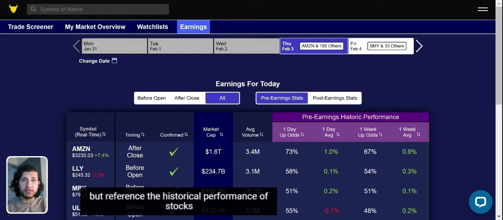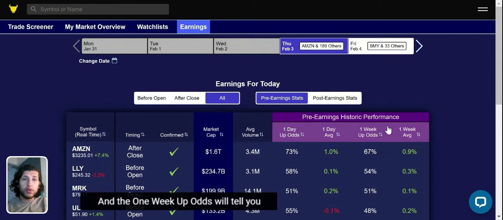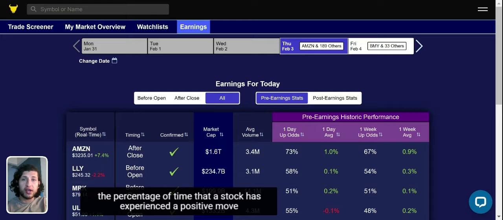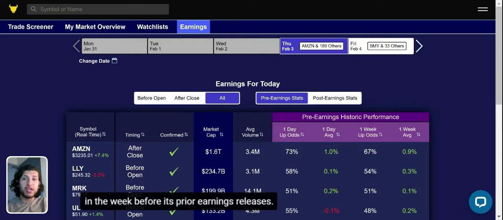The pre-earnings statistics that you can see by hitting the toggle here are exactly the same, but reference the historical performance of stocks in the day and week leading up to their previous earnings. So the 1-day up odds, for example, would tell you the percentage of time that a stock has experienced a positive move on the day before its prior earnings releases. And the 1-week up odds would tell you the percentage of time that a stock has experienced a positive move in the week before its prior earnings releases.